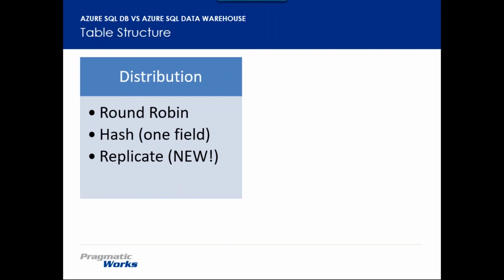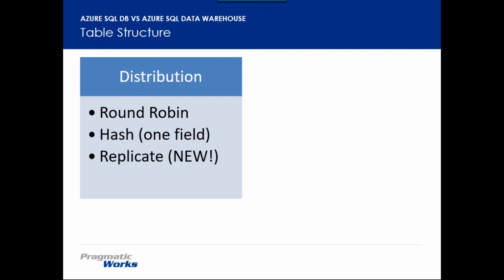So the best example I can think of on the hash would be if you have a fact table with maybe a product key, you would hash the fact table based on the product key so that all of the records for each product are stored on the same distribution. But the various products would be spread across the 60 distributions. I'll show an example in a second of what that looks like.